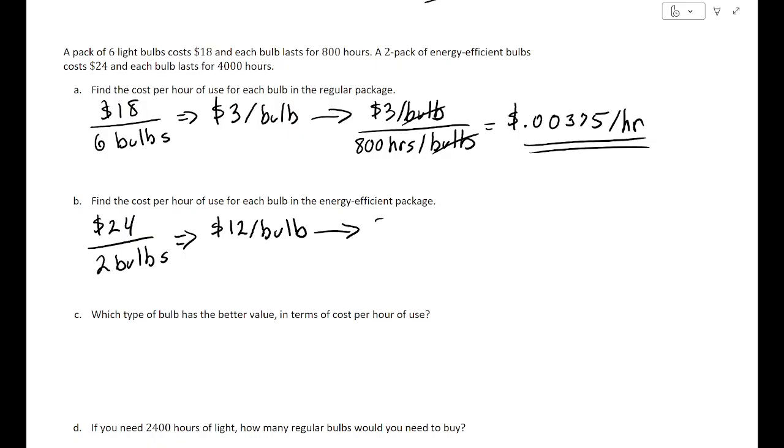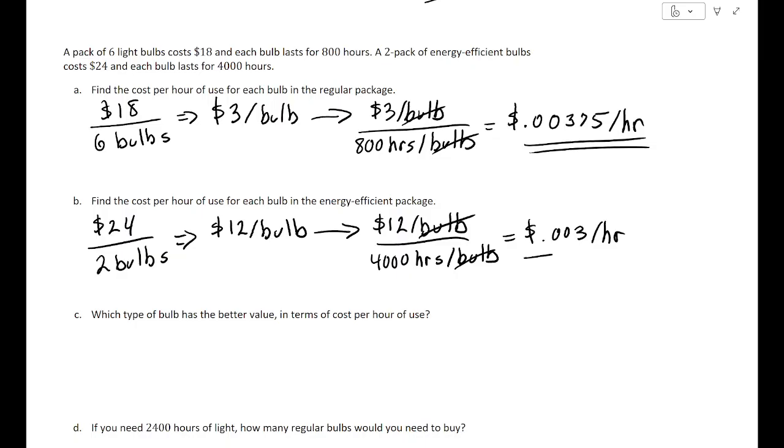Well, I'm going to take the cost, which is just $12 a bulb, $12 per bulb, but it's 4,000 hours per bulb. And again, the bulbs unit of measure cancel out, so I'm just going to do 12 over 4,000, and this is going to give me again something that's less than a penny, so it's going to be 0.003 dollars per hour. So definitely a bit cheaper than the regular bulbs.